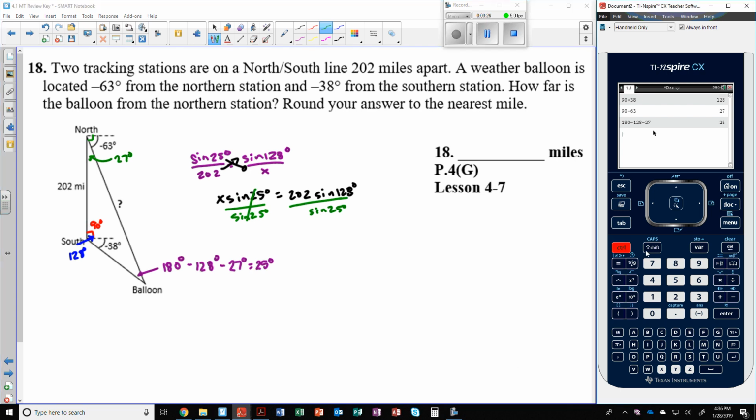So I'll come over here and hit the fraction button. So 202 times sine of 128 degrees, all this over sine of 25 degrees. I enter here. I get the answer of 376.648. They say round to the nearest mile, so my answer would be 377 miles.